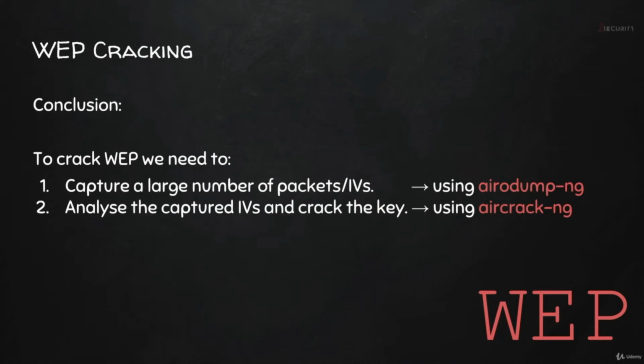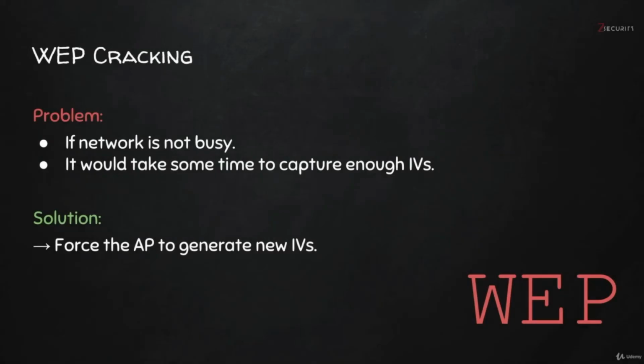In the previous lecture, we saw how easy it is to crack WEP. All we had to do is capture enough data and then run aircrack-ng to crack the encryption and give me the key. Now, one problem that we could face is if the network is not busy. If it's not busy, then the amount of data will be increasing very slowly. Therefore, we're going to have to wait for a while before we have enough data to crack the key.